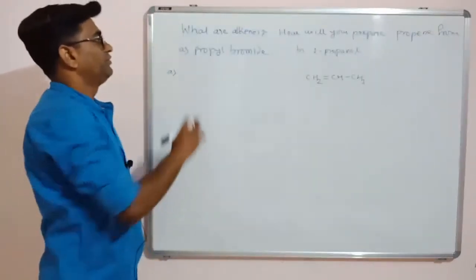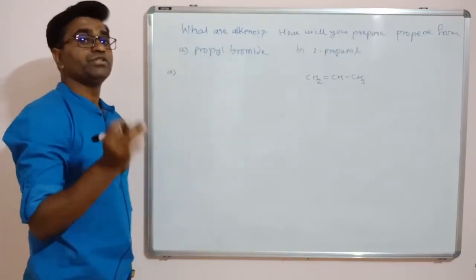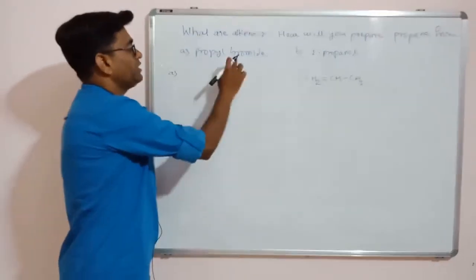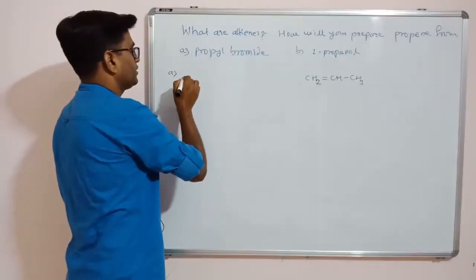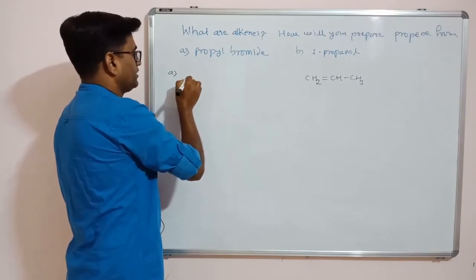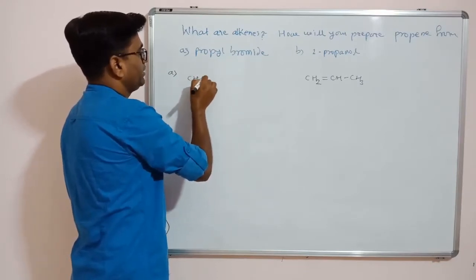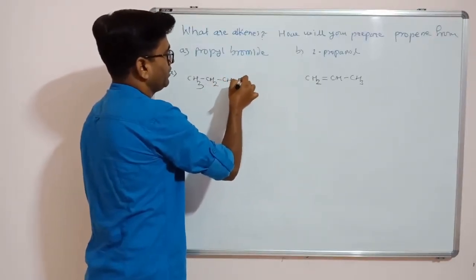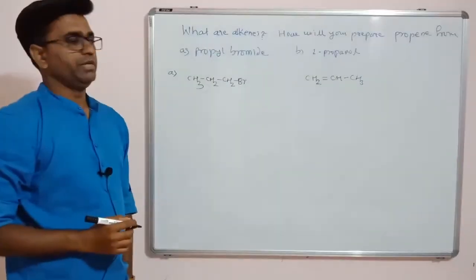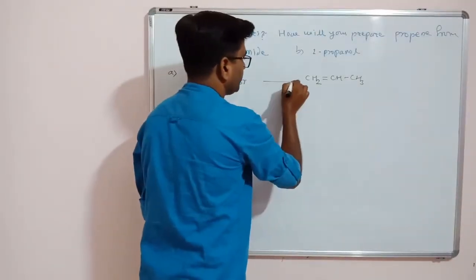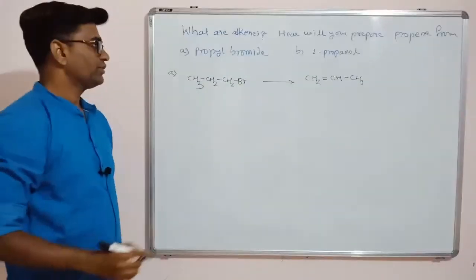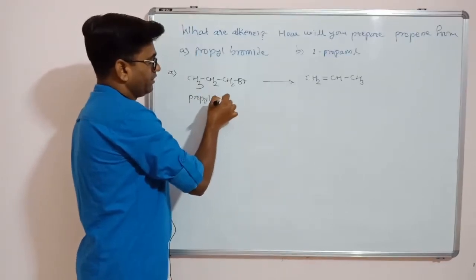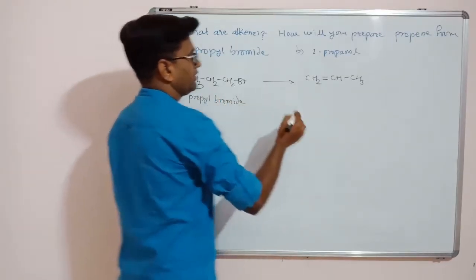The first reaction is from propyl bromide. Then you should know the structure of propyl bromide also. Propyl means 3 carbons, bromide means bromine. So the structure of propyl bromide is CH3CH2CH2Br. So this is your propyl bromide and this is our propene.